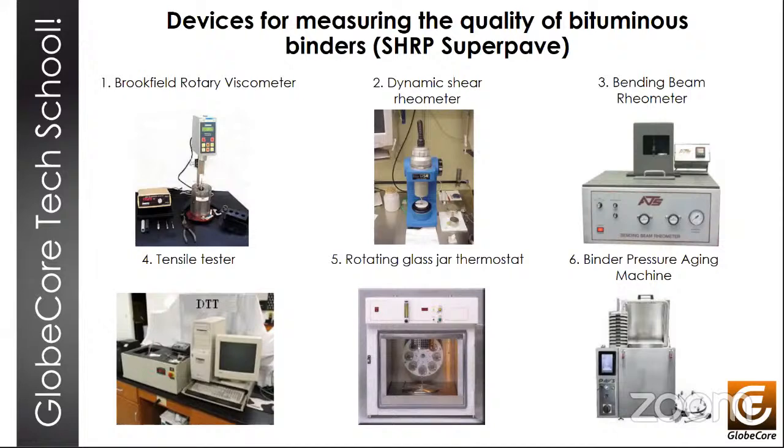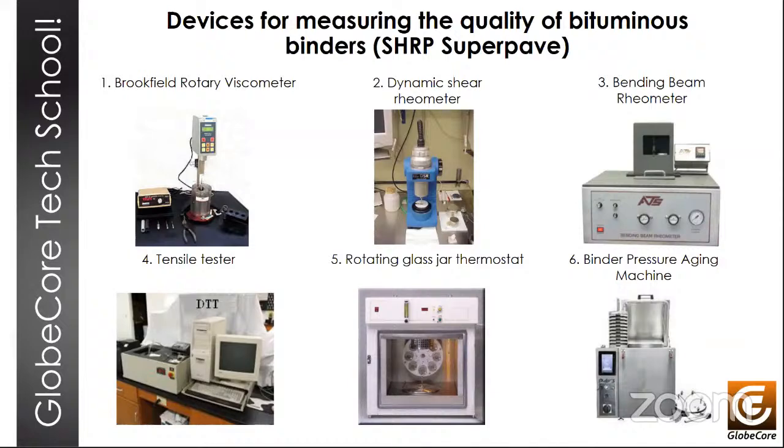So in the American system for assessing the quality of bitumen binders, great attention is paid to the change in their properties over time at the stage of processing, manufacturing, and during actual use on the roads. And this change can be defined by the term aging. So the SuperPave system provides two types of aging tests.